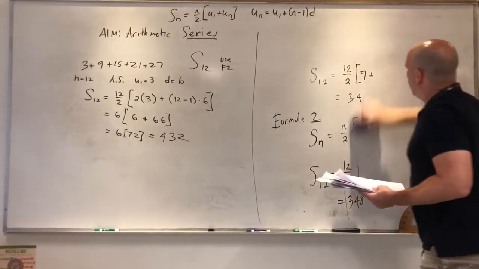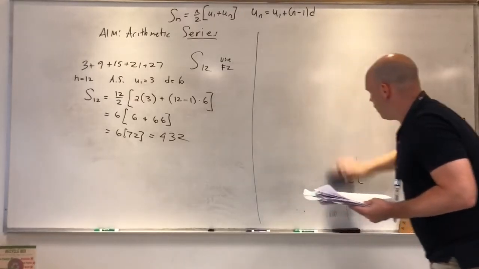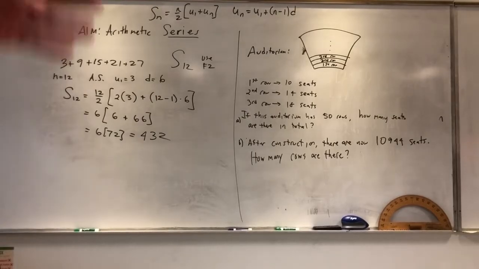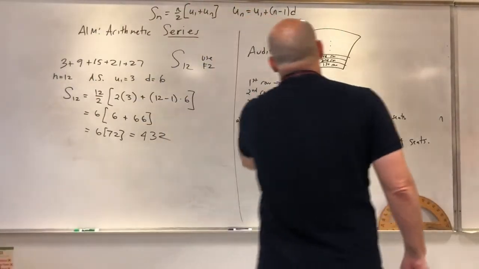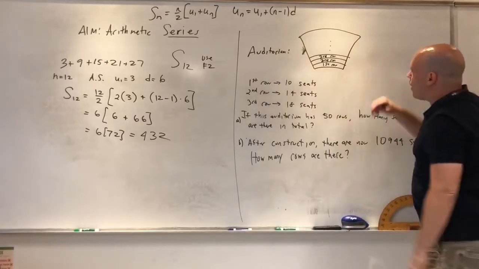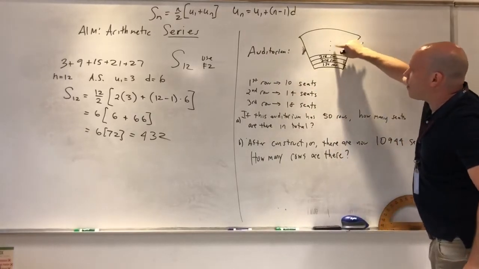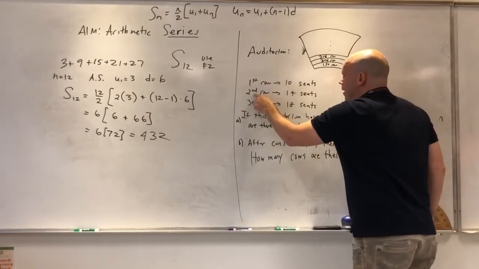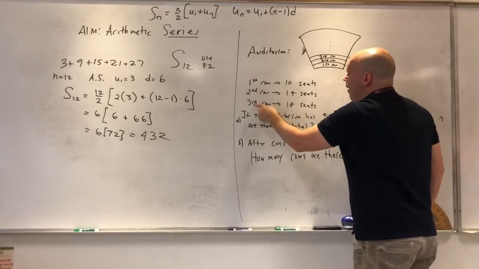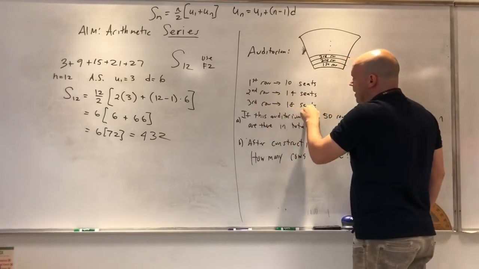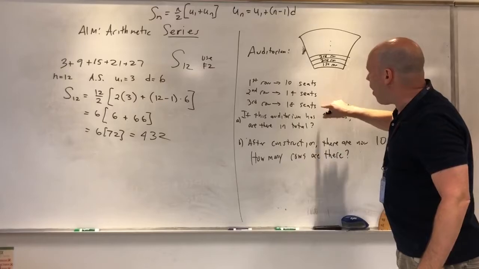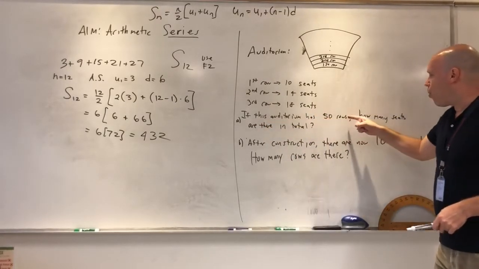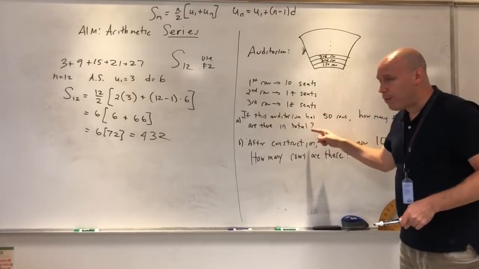Last question. Okay, let's take a look at this last question. So we have an auditorium, so that there's a first row, second row, third row, dot, dot, dot. I want you to imagine in the first row there's 10 seats, in the second row there's 14 seats, and in the third row there's 18 seats. So it's like an arithmetic sequence. So the question is, if this auditorium has 50 rows, how many seats are there in total?